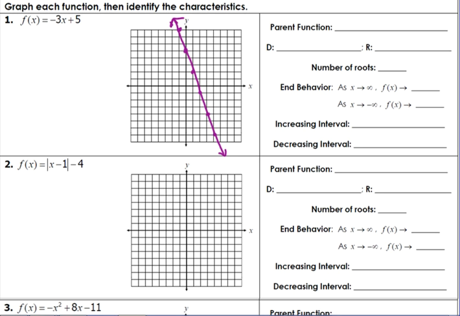Technically, we can talk about this one in terms of translations. The parent function here is, of course, y equals x. It is a linear function. If we compare that to just y equals x, we've done 3 things to it. We have a vertical stretch because we've multiplied it by 3.